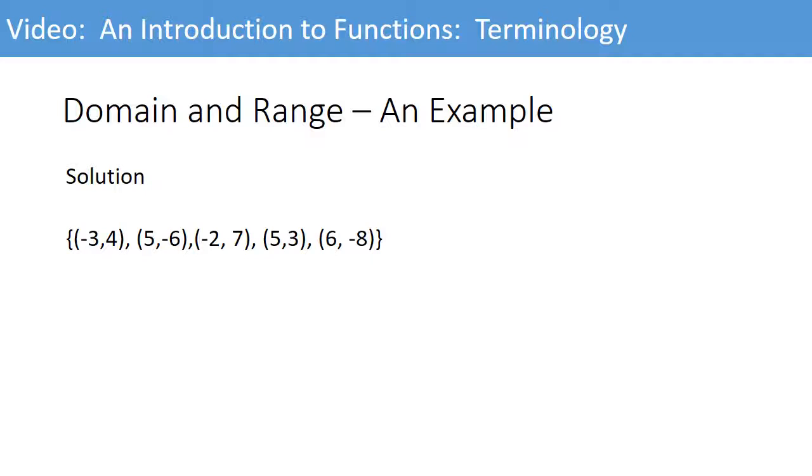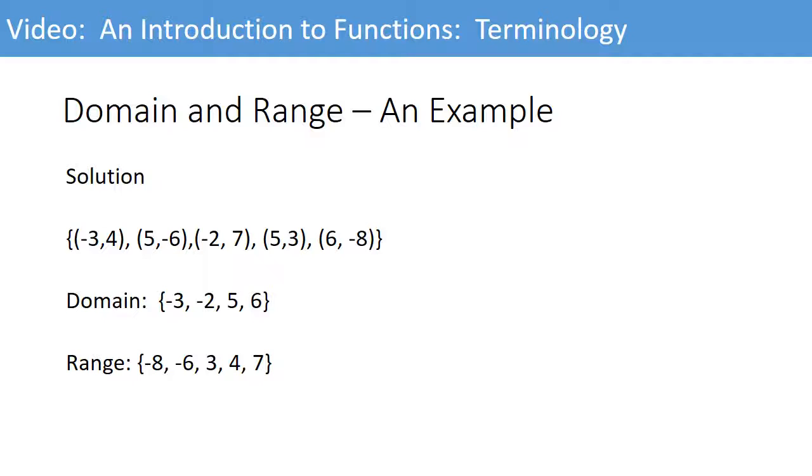The solution. If we take the set and we find the domain, -3, -2, 5, and 6. Notice that although we have two 5s, we just need to list it once in the domain. This is a clue whether it is a relation, that's a function, or not. But let's look at the range. The range is the set of -8, -6, 3, 4, and 7.